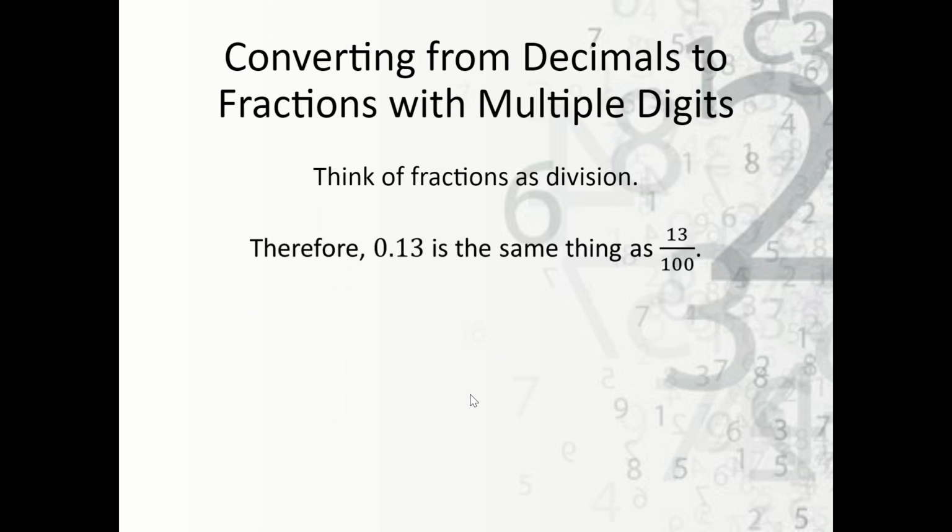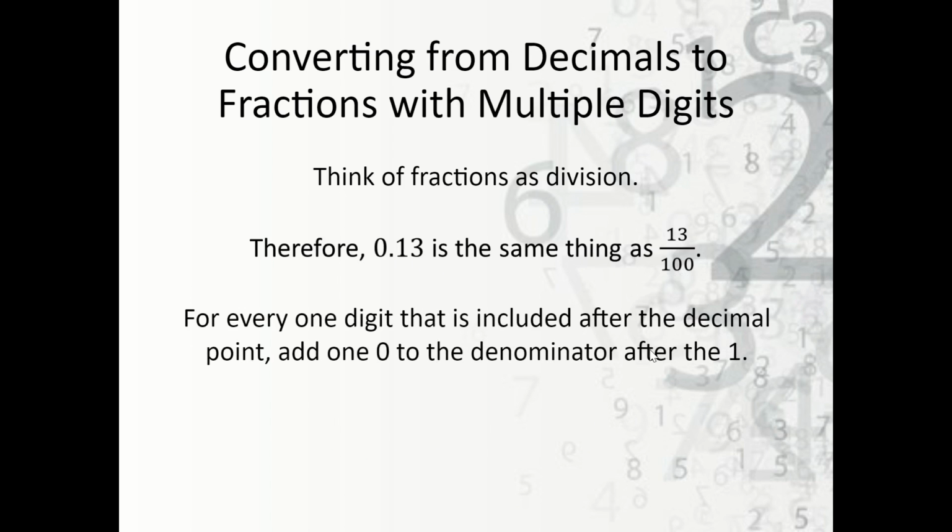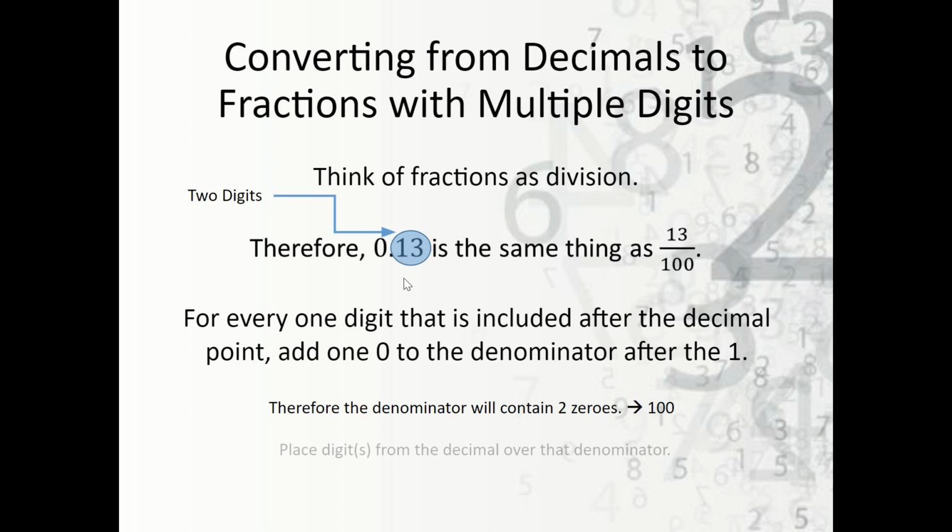So look at it here, we have 0.13, and we're saying that that's the same thing as 13 over 100. So for every number after the decimal point, we include that many zeros. So in this case, there are 2 numbers, so there's 2 digits there. Therefore, our denominator will contain 2 zeros after the 1, so it'll be 100. Then we place this value over the top, so it's 13 over 100.